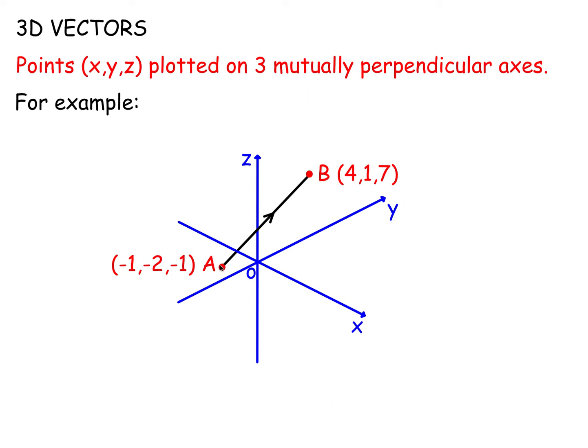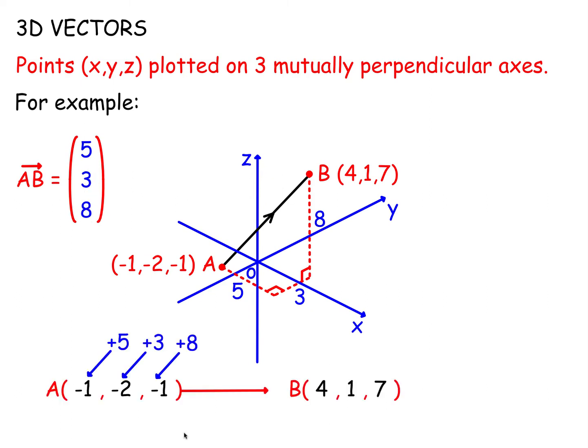So, for the directed line segment AB, going from A to B, you put 5 onto the x-coordinate, 3 onto the y-coordinate, and 8 onto the z-coordinate, and that takes you from A to B. As a column vector, that's 5, 3, 8: x component, y component, z component. Here it is depicted down here.